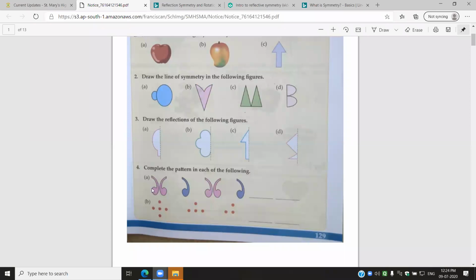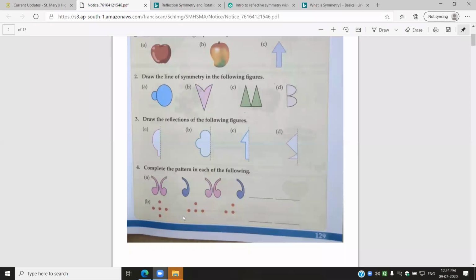Now here there are some patterns given. Complete the pattern in each of the following. Yesterday we looked at patterns also. So if you look at this, what is happening over here? There are 2 of a kind. Here there is 1, and then again we have the 2, and then we have the 1. So what will the next be? Obviously it will be this pattern over here and the single one over here. So that's how you will draw.